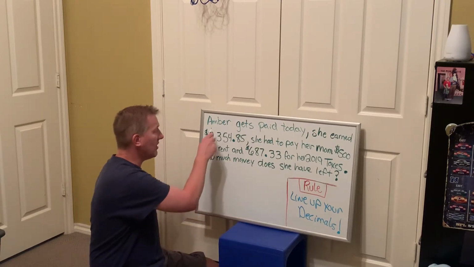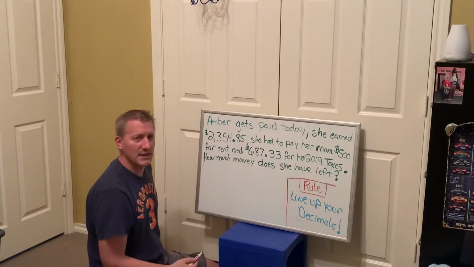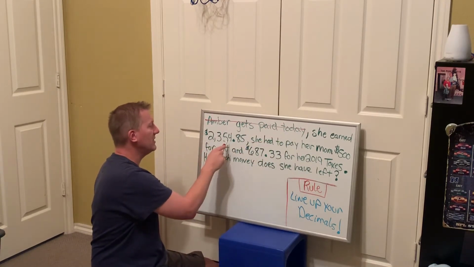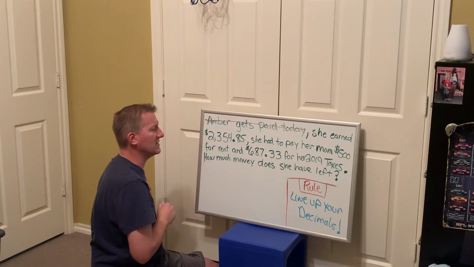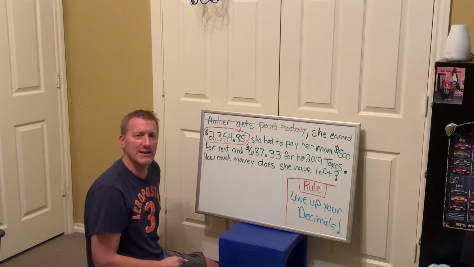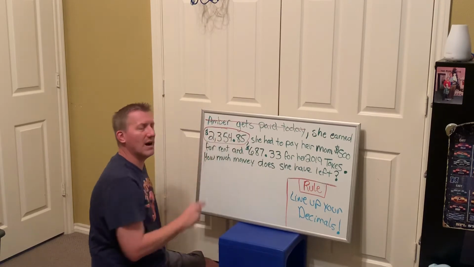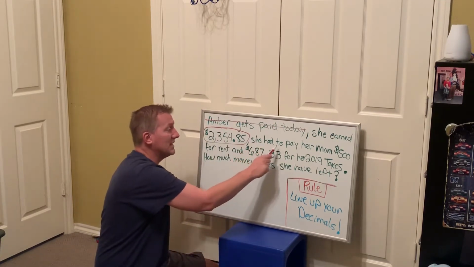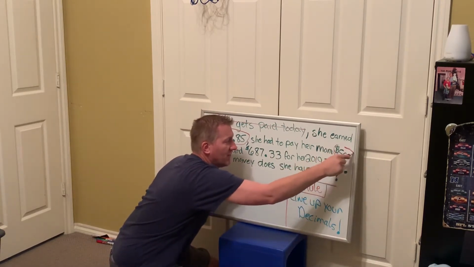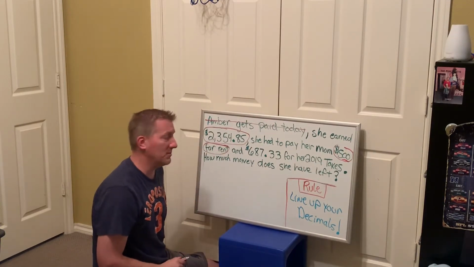All right. First of all, let's read the problem again and let's circle key information. Amber gets paid today. Anything important there? No. Cross it out. She earned $2,354.85. Yes, that's important. We need that. We need to know how much she got. We don't care that she got paid today, but we want to know how much that was. Okay. She had to pay her mom $500 for rent. So I'm going to circle $500 for rent. Okay. I think that's going to be important.